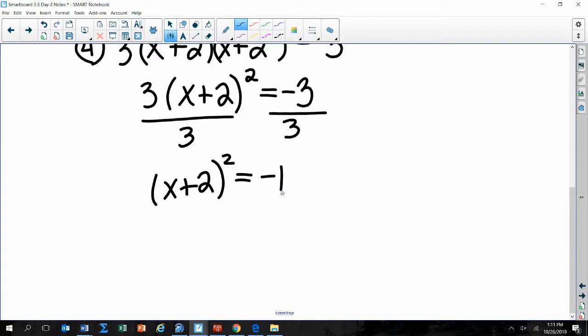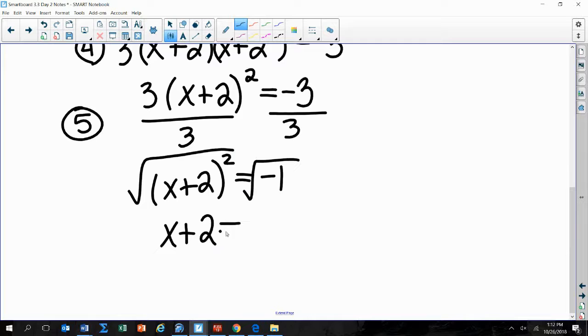So that was step 5. Step 5 said isolate the squared expression and take the square root on both sides of the equation. So I need to take the square root on both sides of the equation, right? Now that I've isolated this, I square root this side, square root this side. We get x plus 2 equals plus or minus the square root of negative 1.